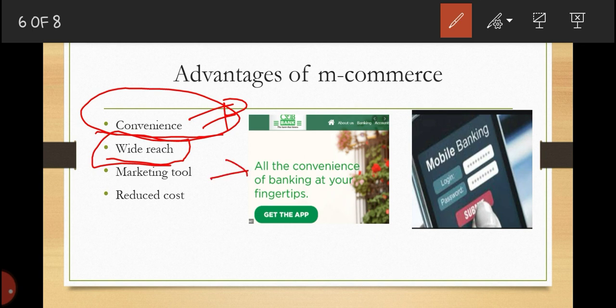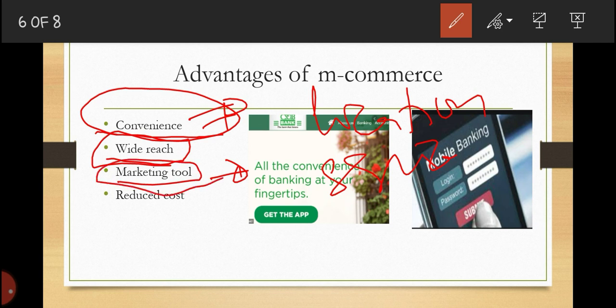Also, another thing is a marketing tool. That means m-commerce helps businesses target customers. You can target customers according to their location, according to their service providers, the type of device that they use, and various other criteria. So if you can target customers in that way, then that is a very good marketing tool. So among the advantages of mobile commerce is that it can be taken as a marketing tool.